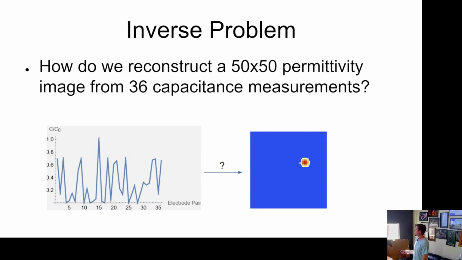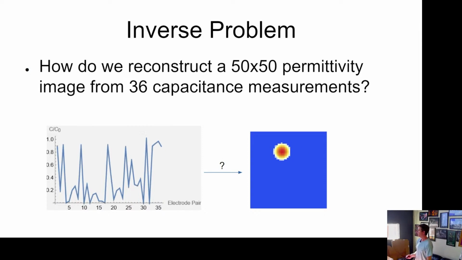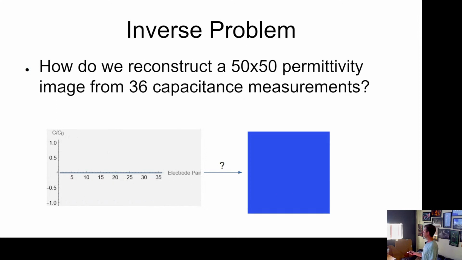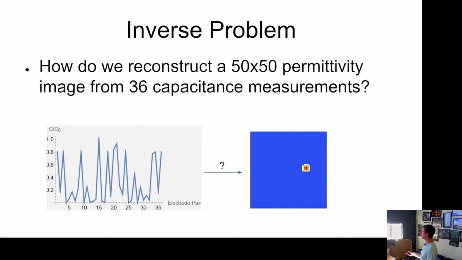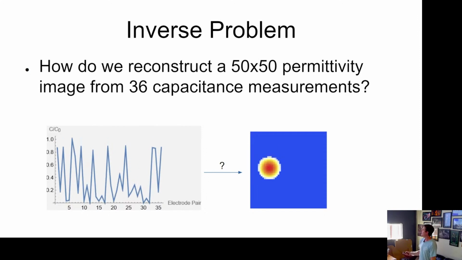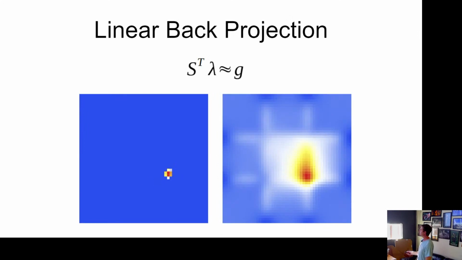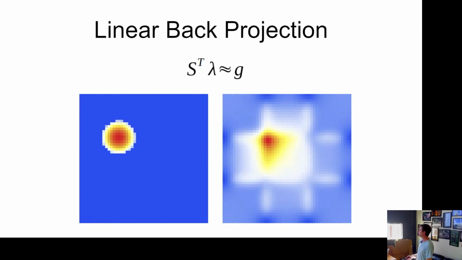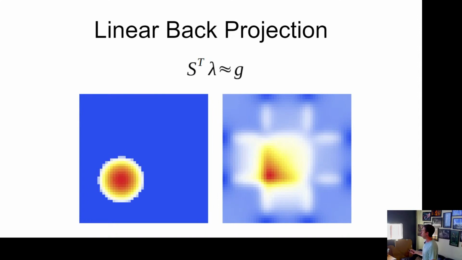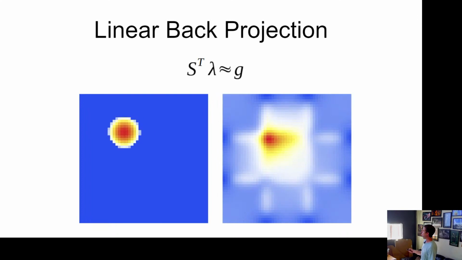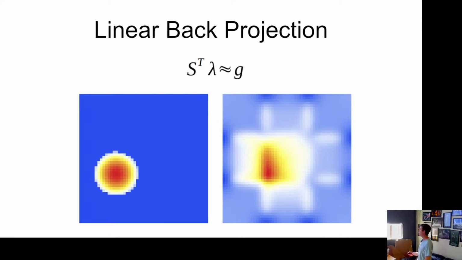So how do we take 36 actual measurements from a piece of hardware, an actual sensor, and convert that into an image that faithfully reconstructs what the actual permittivity distribution looks like? There are a couple different ways to do it. The simplest and fastest way is what's called a linear back projection. That's where you take the transpose of your S matrix and take the dot product of the transpose with your capacitance measurements to approximate your image vector.